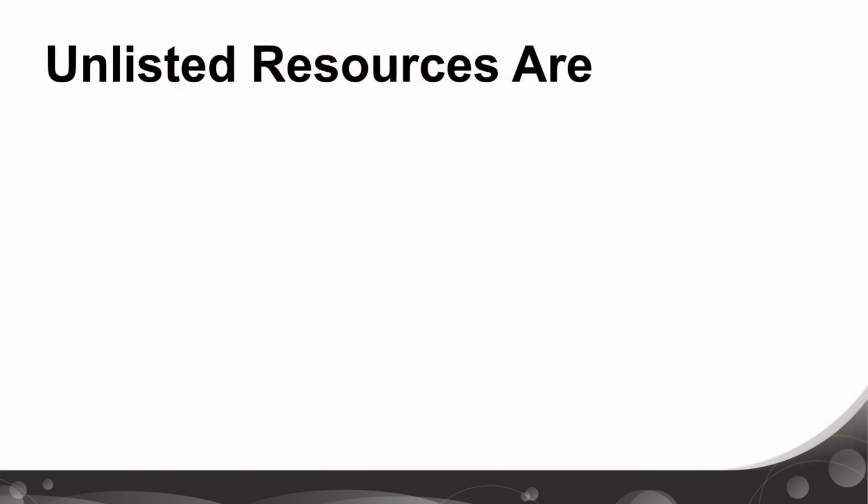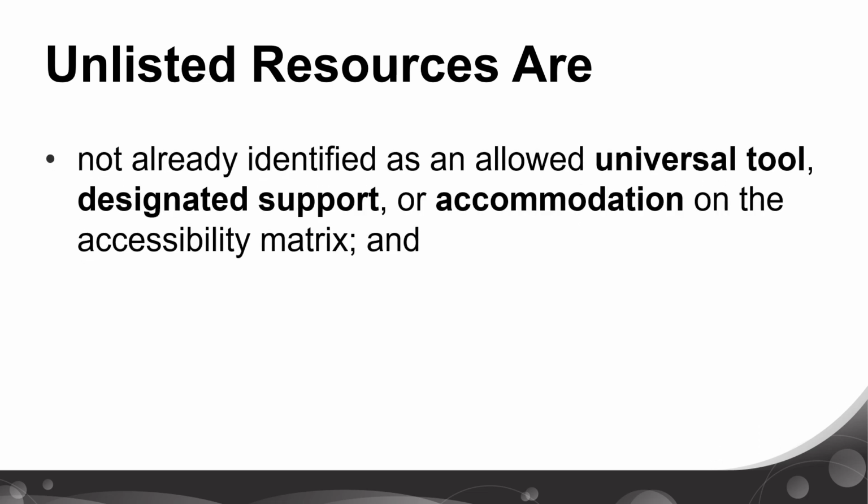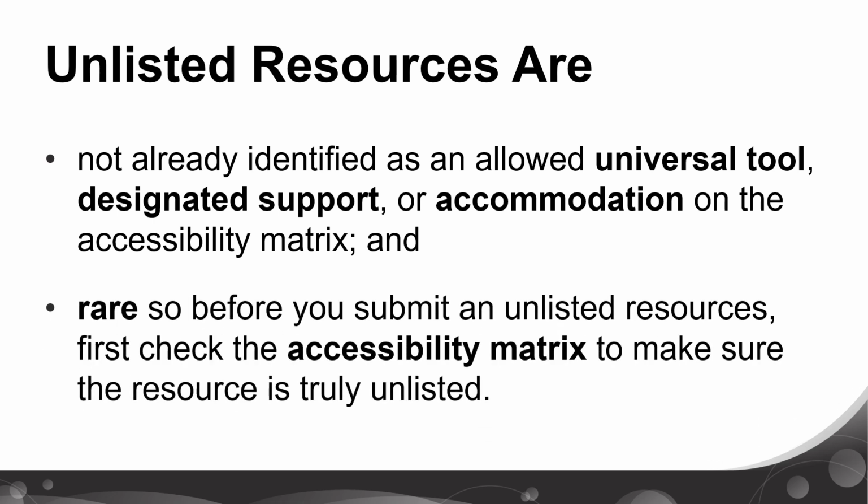Unlisted resources are resources that are not already identified as an allowed universal tool, designated support, or accommodation on the accessibility matrix. Unlisted resources are rare, so before you submit an unlisted resource, first check the accessibility matrix to make sure that the resource is truly unlisted.